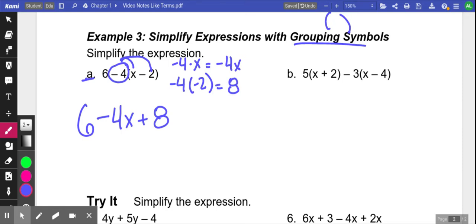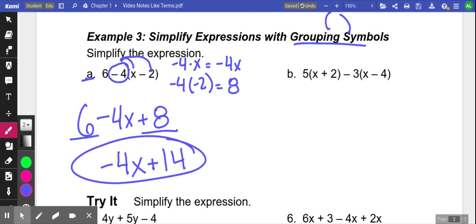Let's think, do we have any like terms? And we do. We have 2 constants here, the 6 and the 8. The negative 4x is by itself. We normally like to have the variable term before the constant, so let's write negative 4x. And then 6 plus 8 is going to give us 14. Look again. I've got a variable term and then a constant, so no more like terms. And there's your final answer.